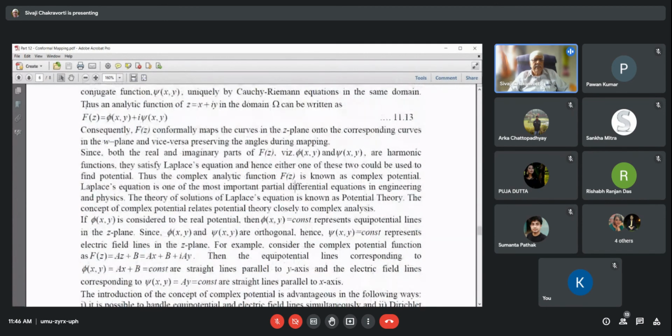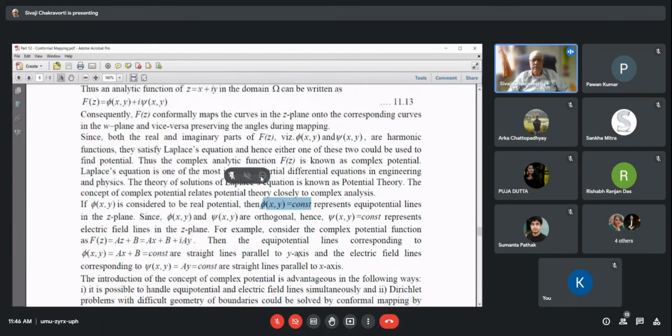What we are saying is that this real part, this φ(x,y), we are taking as our real potential, that means the real-life electric potential. Then φ(x,y) is equal to a constant. If I take this curve, this will naturally represent an equipotential on the z plane.